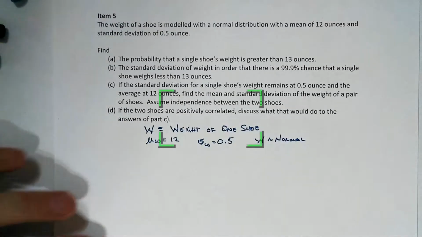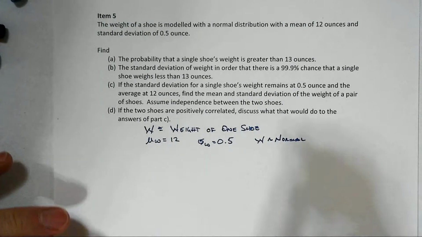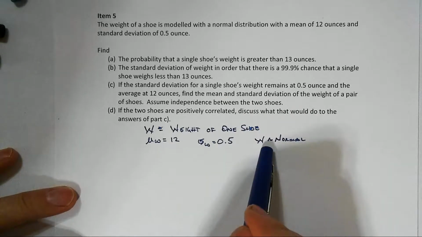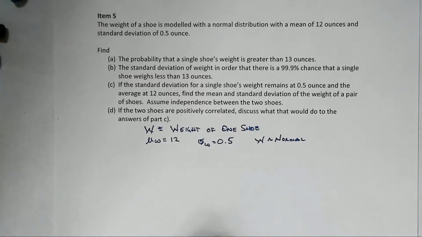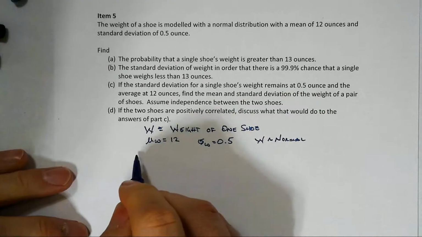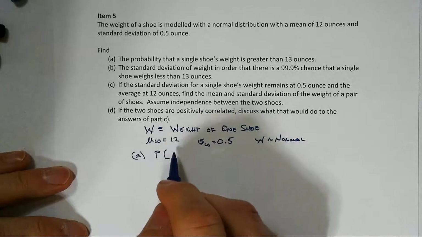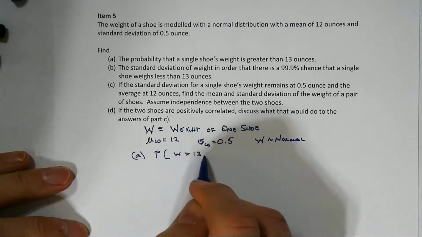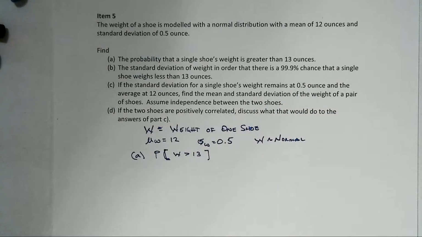In item 5, we are looking at a production of shoes, and in this case, the weight of one shoe. It is drawn from a normal distribution, or I should say it's modeled from a normal distribution. It has a mean of 12 ounces, standard deviation of 0.5. And in part A, we're just asked a simple calculation of what's the likelihood that the shoe's weight is greater than 13 ounces. Why would we care? That might be where the tolerance level has been set in the quality control process.